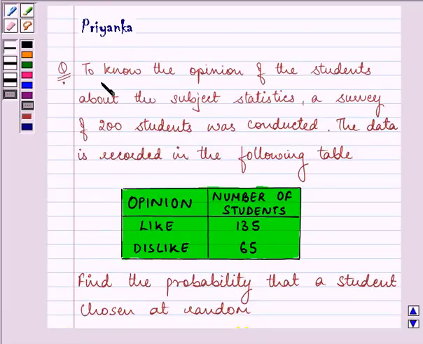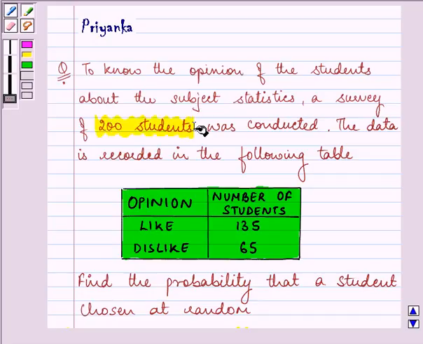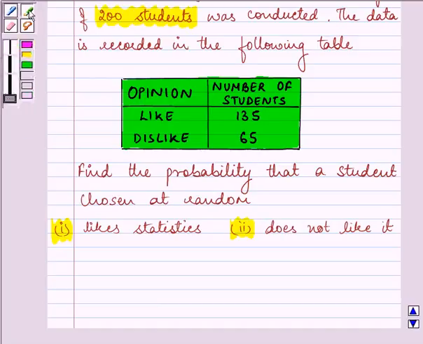The question to be discussed is to know the opinion of the students about the subject statistics. A survey of 200 students was conducted. The data is recorded in the following table. Now this is the table in which the number of students liking the subject is 135 and the number of students disliking the subject is 65. What we need to do is find the probability that a student chosen at random first of all likes statistics, second does not like statistics. So let us proceed with the solution as we are very well versed with the formula of it.